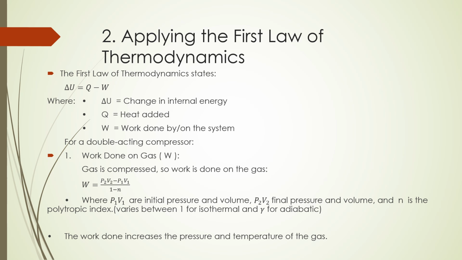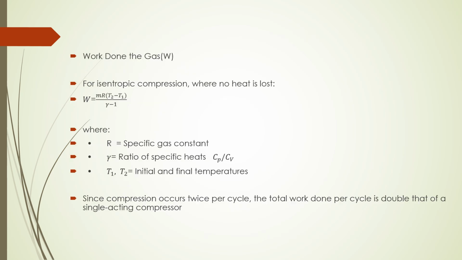For a double acting compressor, work is done on the gas as the gas is compressed, where P1, V1 are the initial pressure and volume, P2, V2 the final pressure and volume, and n is the polytropic index, which varies between 1 for isothermal and gamma for adiabatic. The work done increases the pressure and temperature of the gas.